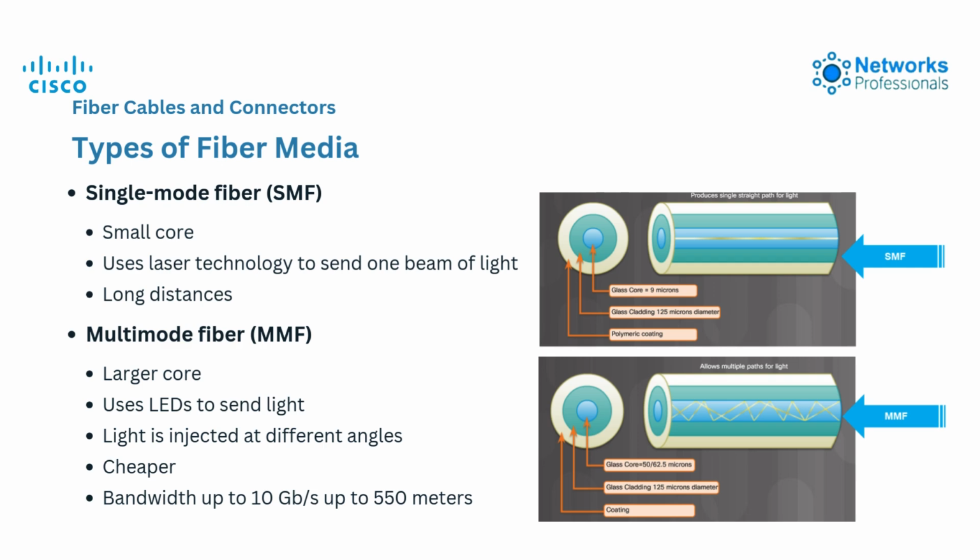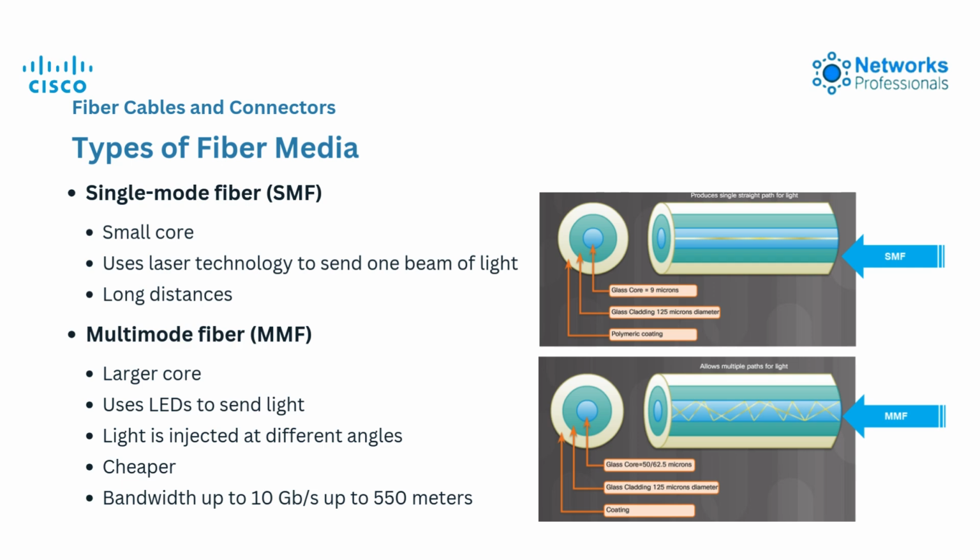Use cases. This type of fiber is used in telecommunications networks, long-distance connections, and high-speed data centers where distance and speed are critical. Multi-mode fiber. Core size. Multi-mode fiber has a larger core than single-mode fiber, typically around 50 to 62.5 microns in diameter. Technology used. It uses LEDs, light-emitting diodes, to send light through the core.